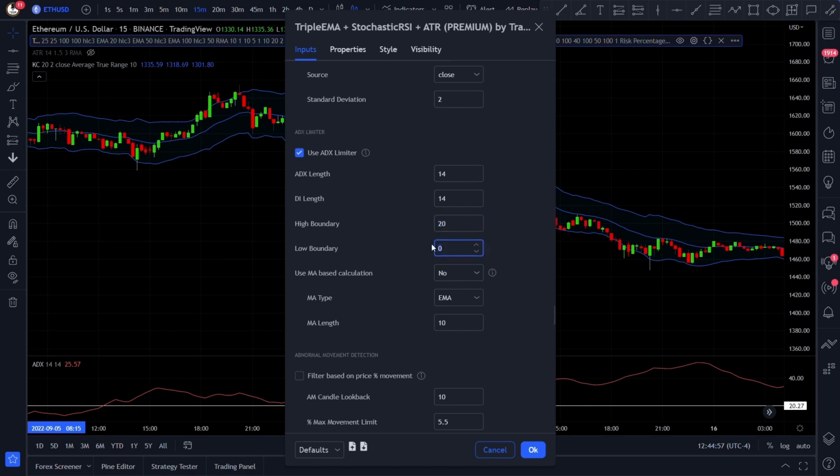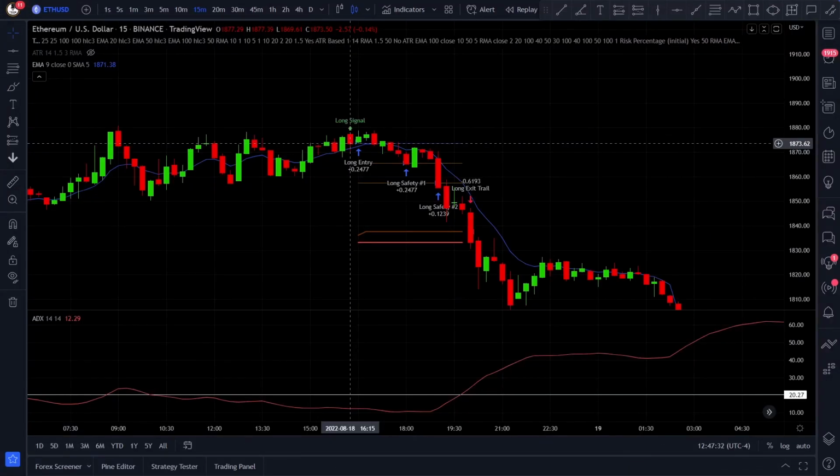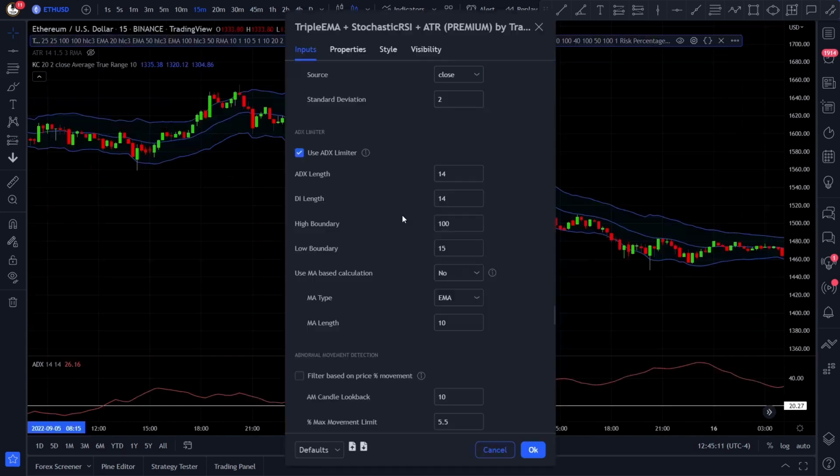I usually use a 15 low limit and leave the high boundary at 100, as that's the maximum value the ADX can have. This way, for example, this trade would have been eliminated as the ADX value is below 15 on the entry candle. The ADX filter has one extra section, which is the Use EMA base calculation.